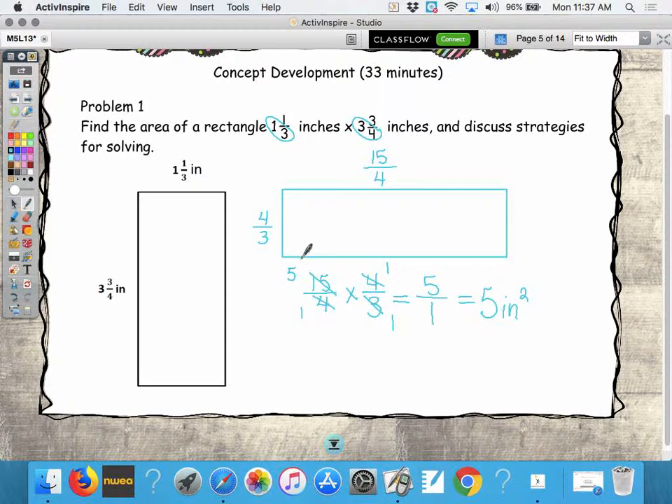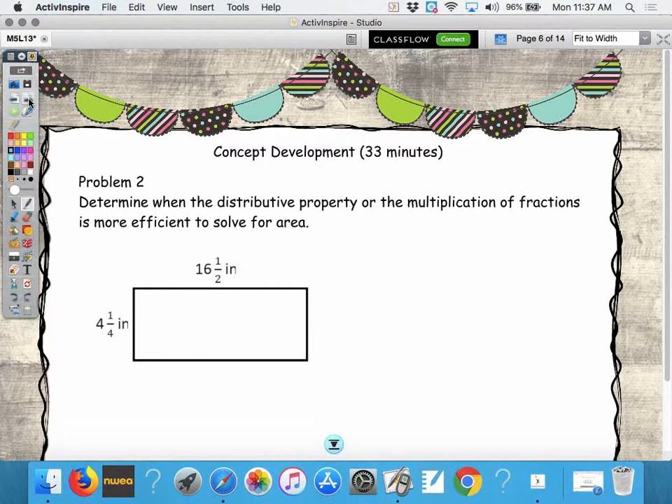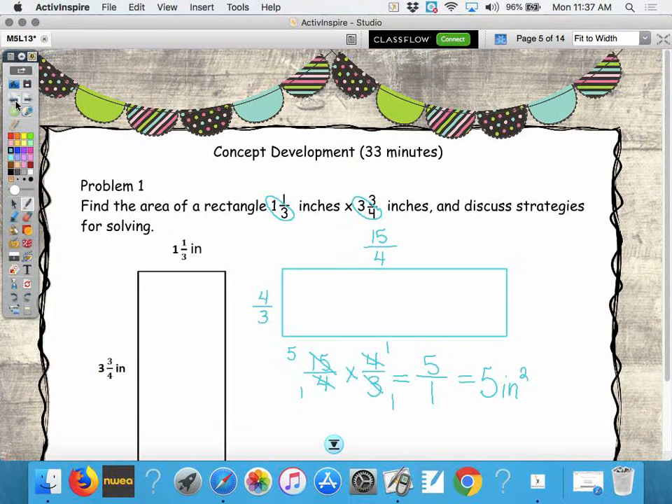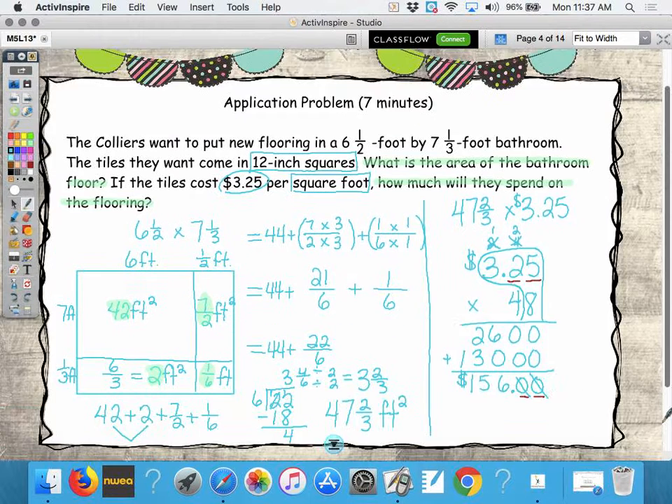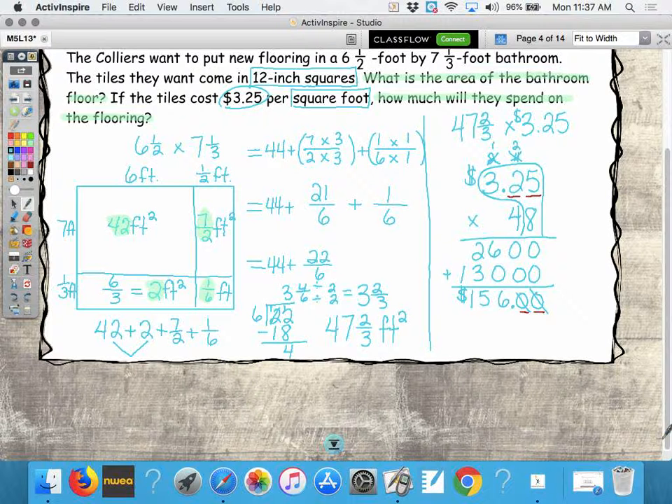But then the next one says, determine when the distributive property or multiplication of fractions is more efficient to solve for area. So here's what we have to decide. Is this way easier or more efficient? Or is the area model, which is the same thing as the distributive property, break it apart and add it back together, more efficient? By efficient, they mean takes less time and uses less brain cells, okay?